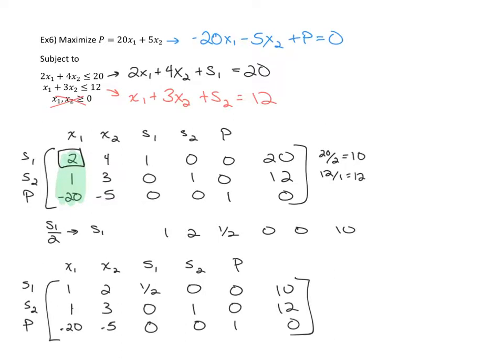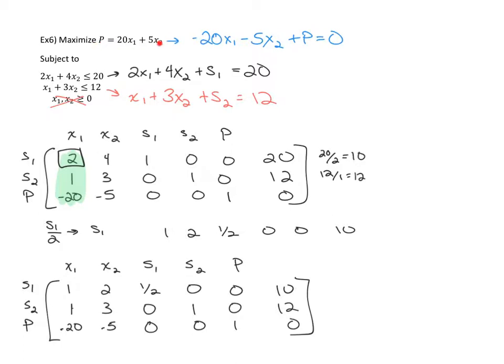So I clearly went a little further than I asked you to do, and that's because I think the next couple steps were pretty simple. So let's review. The first inequality here, we would add slack 1 and set it equal to 20. The second inequality here, we would add slack 2 and set it equal to 12.